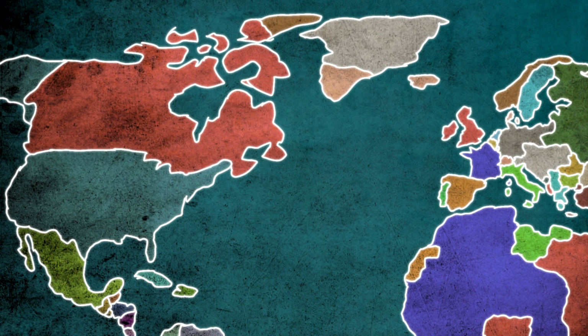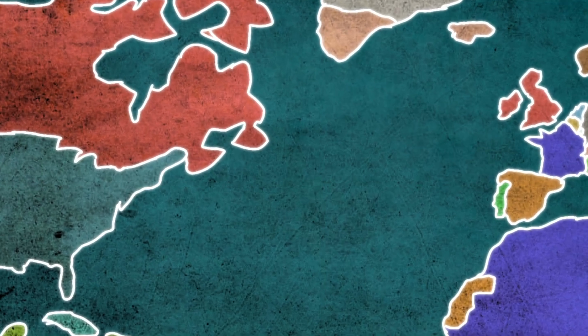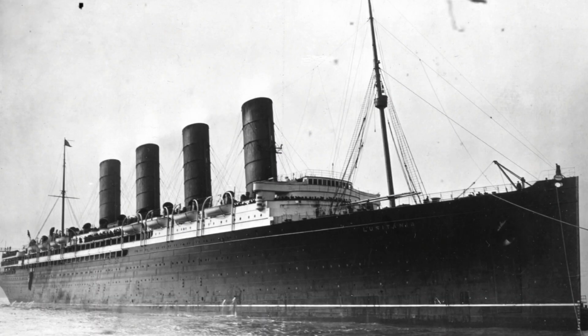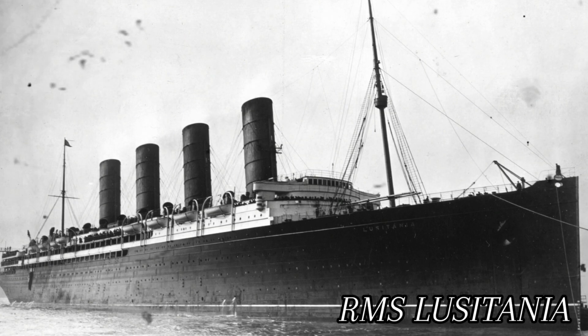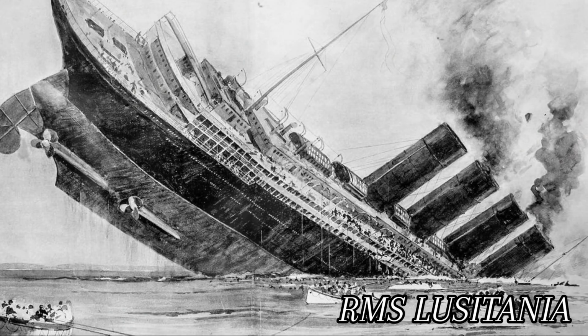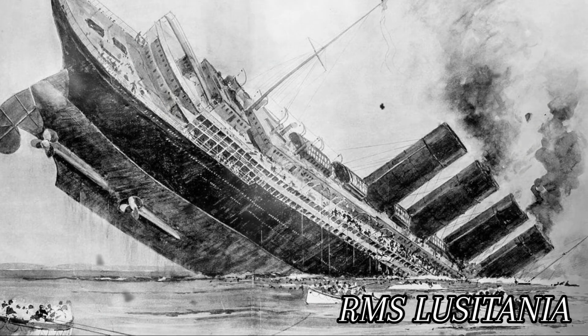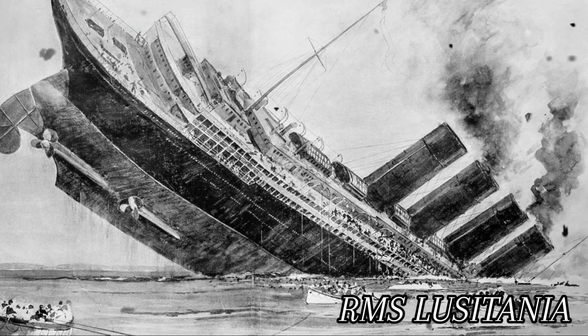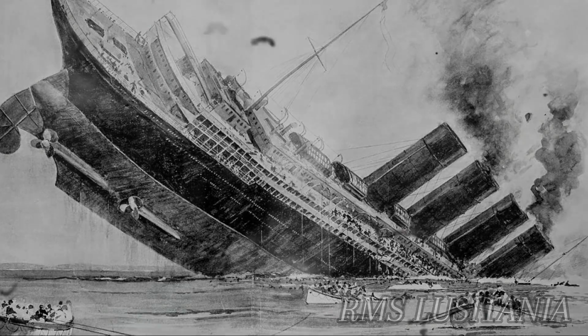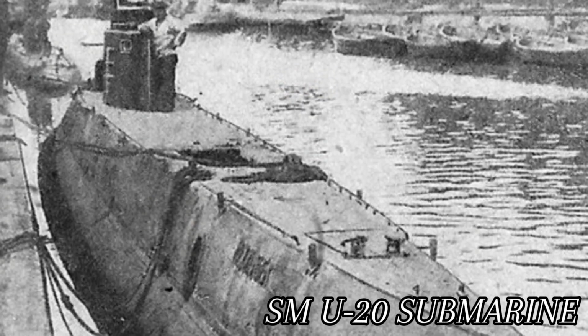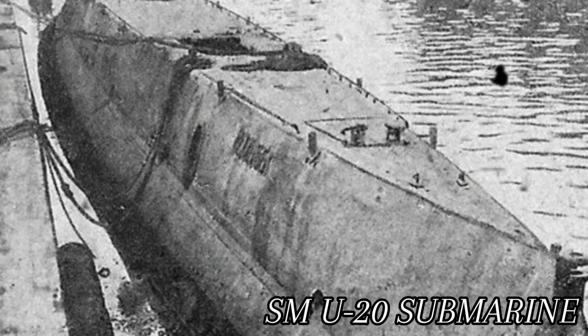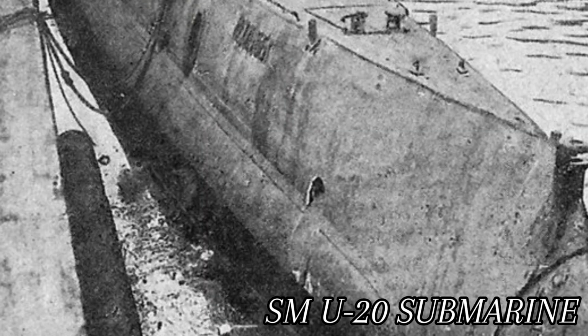One of the most significant early events that tested American neutrality was the sinking of the British passenger liner RMS Lusitania by a German U-boat on May 7, 1915. The attack resulted in the deaths of 1,198 people, including 128 Americans. The German government justified the sinking by claiming that the ship was carrying contraband war materials, but the loss of American lives sparked outrage in the US.